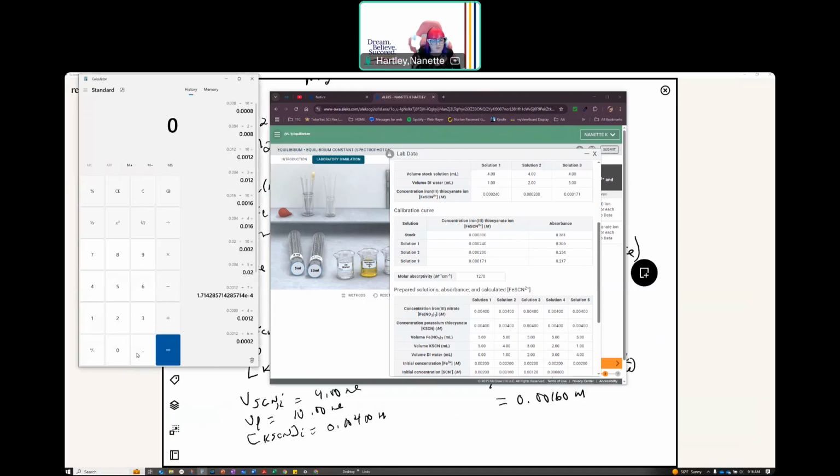And then this last one, 0.004 times 1 divided by 10. And that's that, 0.0004.